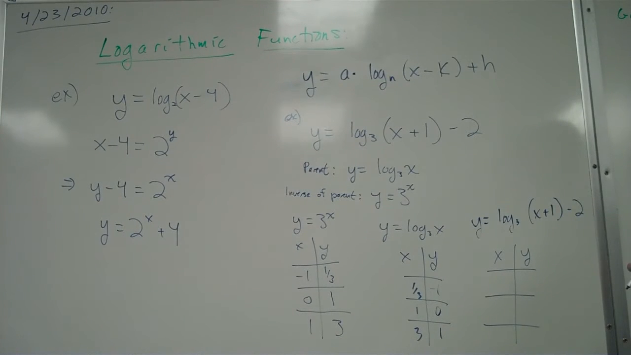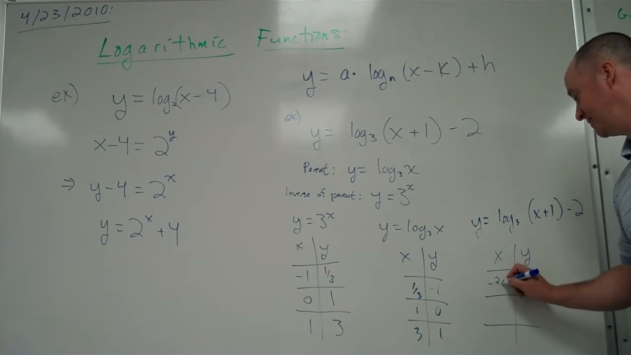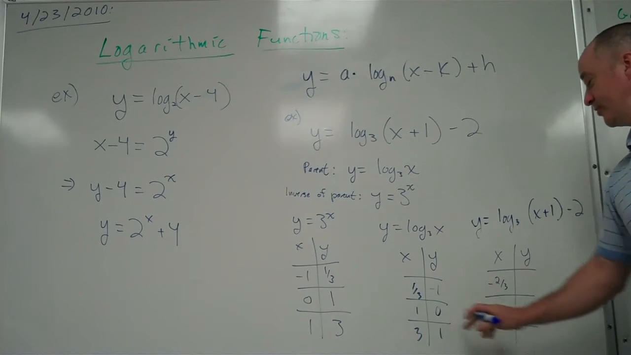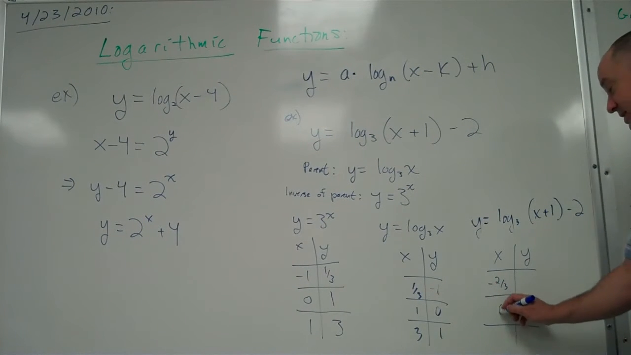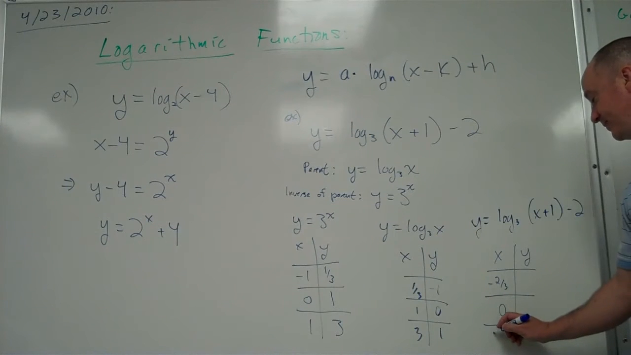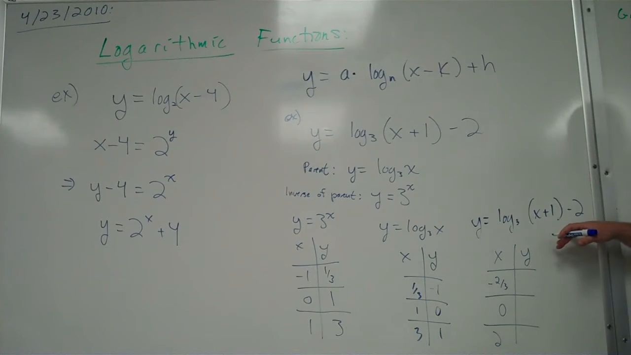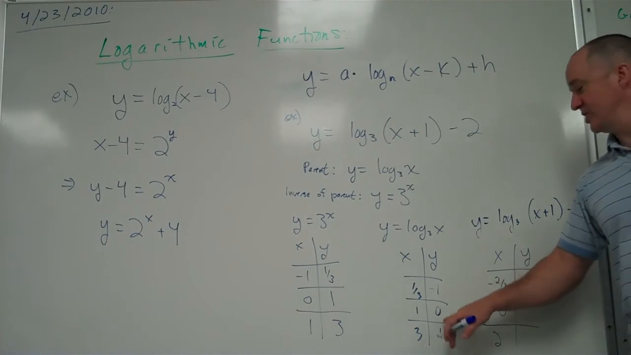Negative 1/3. Negative 2/3, thank you. Subtract 1 from 1. 0. And subtract 1 from 3. 2. Okay. Now, subtract 2 from each of these y values.